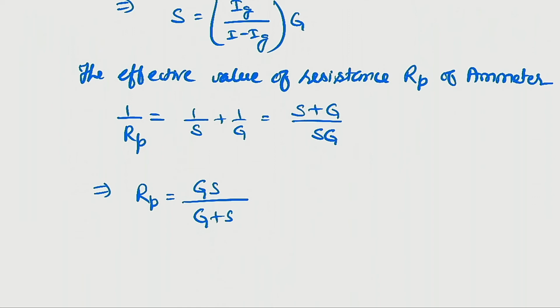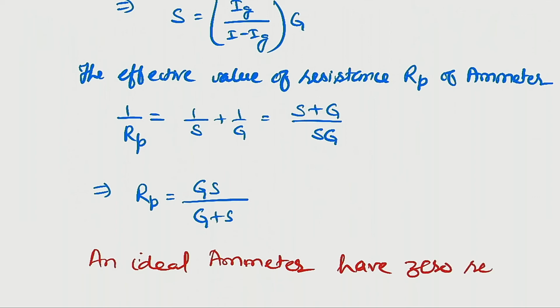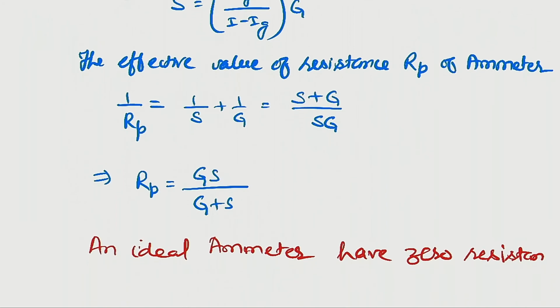Since the shunt resistance S is small, and G is also small, the combination will be a low resistance, and hence the ammeter becomes a very low resistance device. One thing you should note is that an ideal ammeter has zero resistance, so it should not produce any resistance to the flow of current.